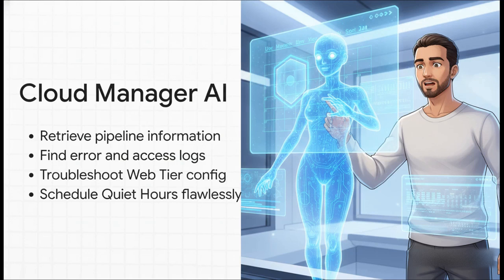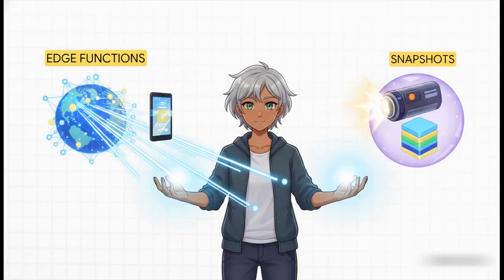Those conversational AI capabilities we talked about, they've also been baked right into Cloud Manager. The AI assistant can instantly retrieve real-time info on your pipelines and environments, or quickly fetch specific error logs and access logs for you. It even supports troubleshooting for web tier config pipelines now. A wildly useful feature, though, is how it handles scheduling. When you need to set up quiet hours or update free periods, the AI assistant basically holds your hand through the process. It actively flags constraints, like maintenance exclusion windows, so there is no chance you accidentally misconfigure your deployment schedule.